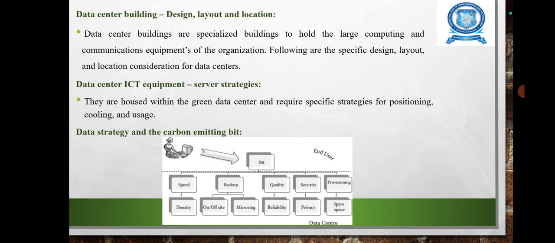The next one is data center ICT equipment server strategies. That means they are housed within the green data center and require specific strategies for positioning, cooling, and usage. Next one is data strategy and the carbon emitting bit.